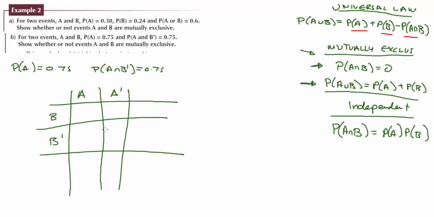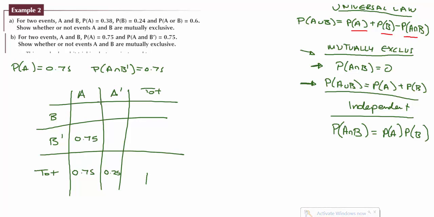All right, let's have a look at this one. Okay. So let's just put in what we know. Probability of that is 0.75, which makes this 0.25. And you know that the probability of A and not B is 0.75.